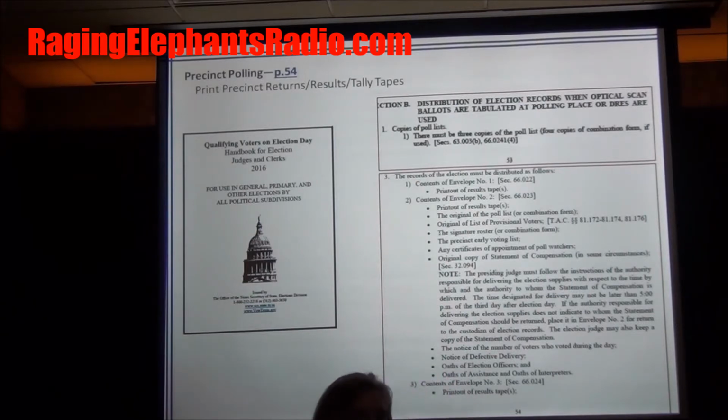And the reason you do is in case something goes wrong with the equipment. All right, it gets corrupted or it gets damaged on the way to the county. The judges have that backup.